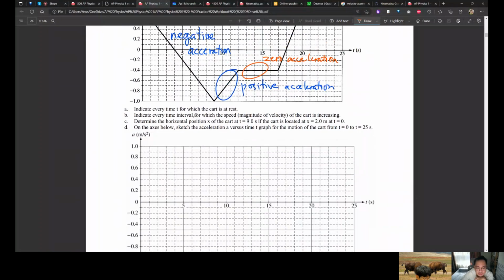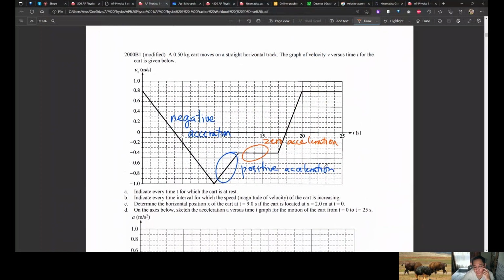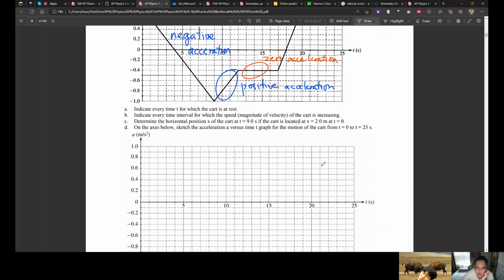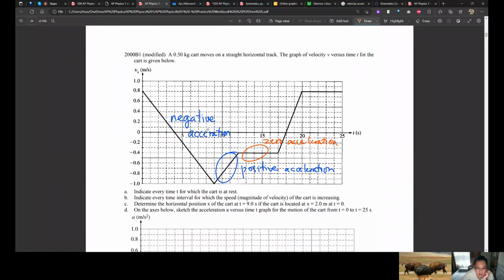Question B, indicate every time interval for which the speed of the cart is increasing. So you need to answer the time range, the time interval. From here, 6, 7, 8, 9, from 9 seconds to 10, 11, 12, okay? From 9 seconds to 12 seconds, and another interval is from 17 seconds to 20 seconds. There are two parts where the speed is increasing.